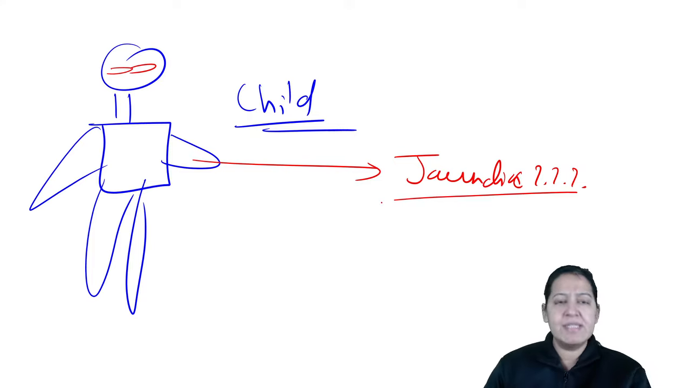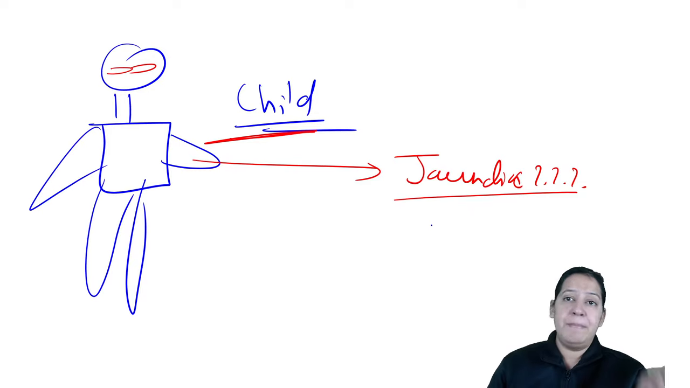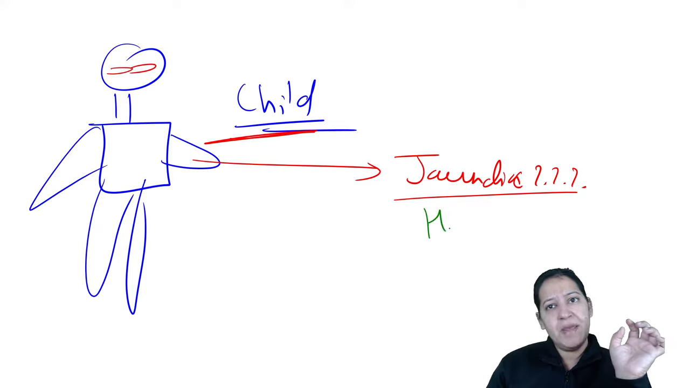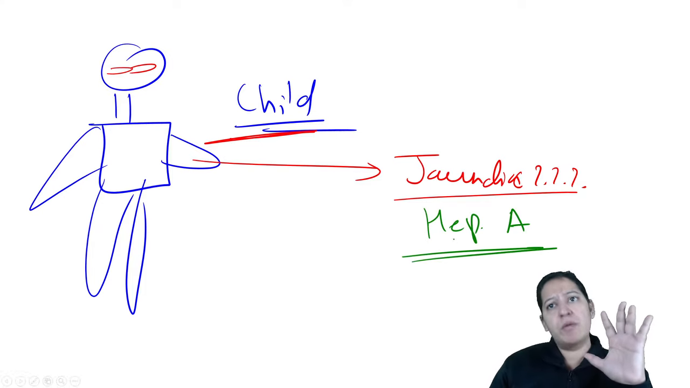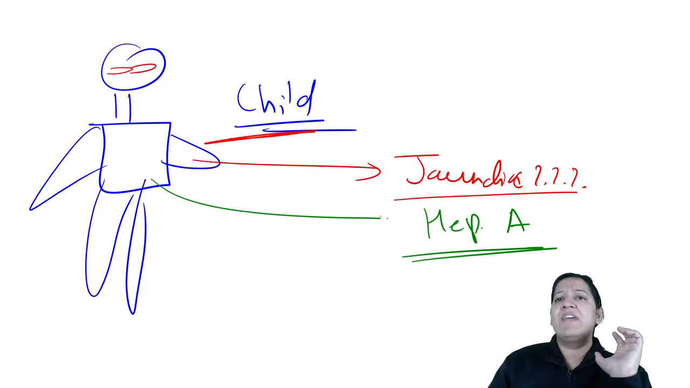So jaundice is occurring in a child. The most common cause can be hepatitis A. In children it will be hepatitis A via the fecal-oral route. So it can be hepatitis A virus via the fecal-oral route. That is the most common cause of acute hepatitis in a child. So you are suspecting this child is having hepatitis A.